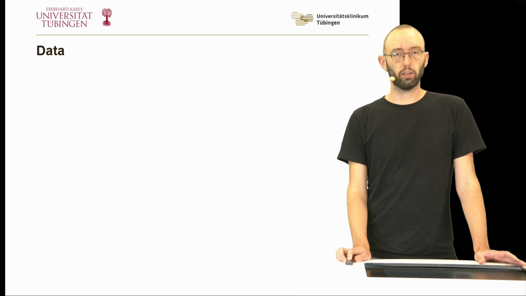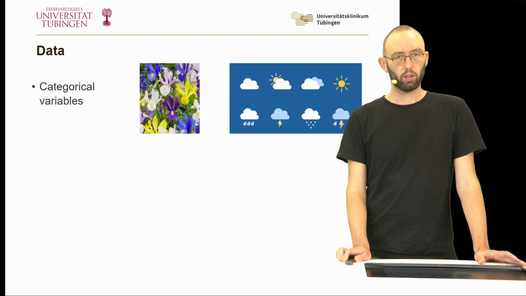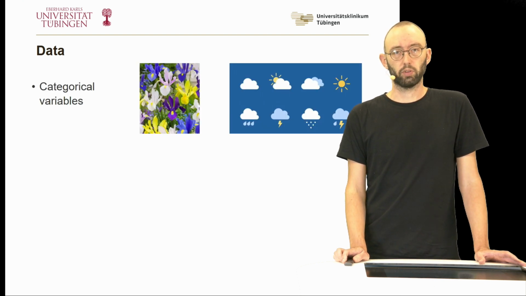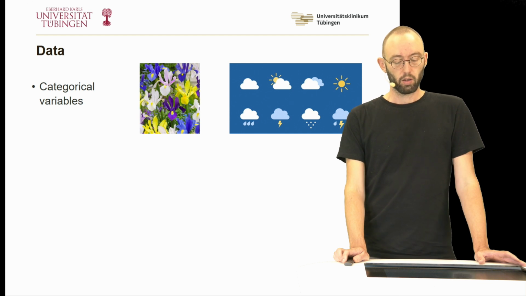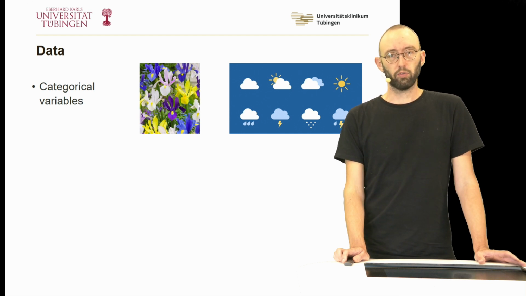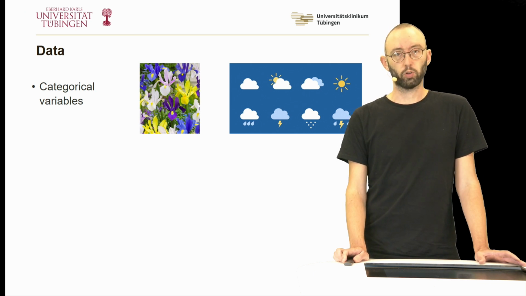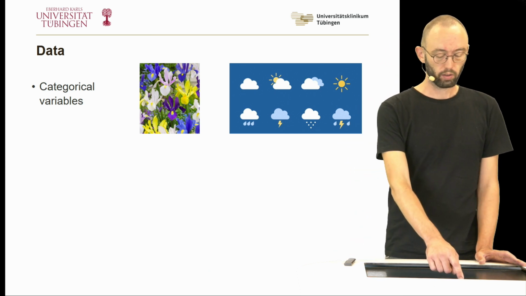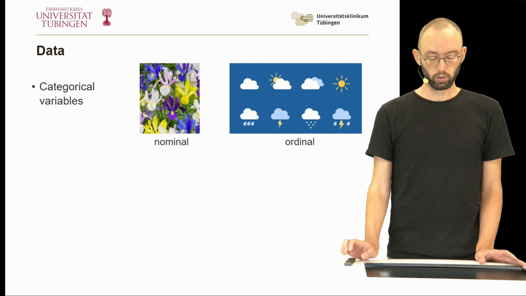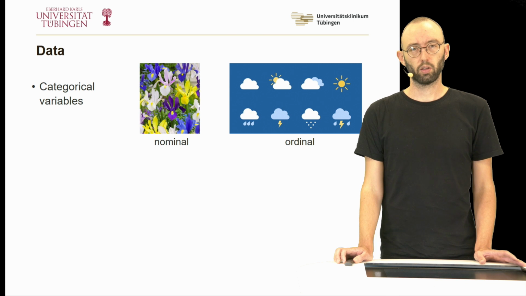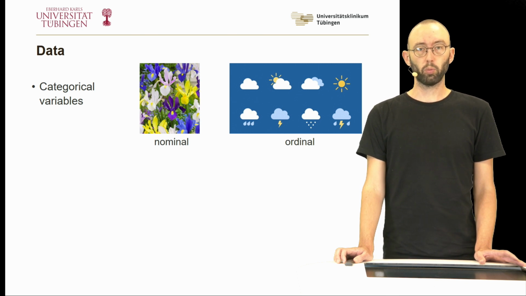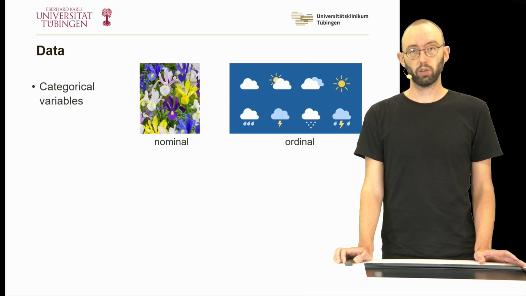So what kind of data do we encounter in the life sciences? First, there are categorical variables. What do we mean by that? We mean variables that have a few discrete values that are non-numerical in nature. So for example, these could be the color of flowers. Those would then be called nominal variables because you cannot order them.